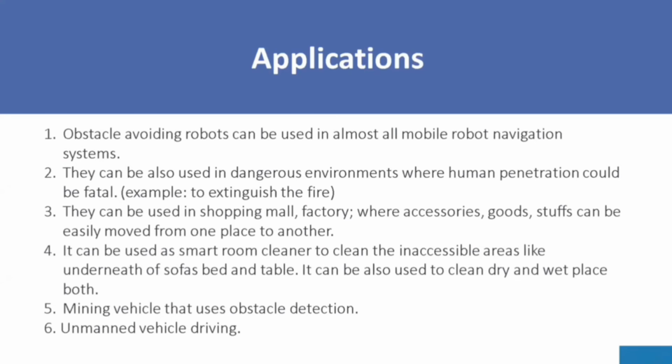Now I'll explain the applications of this project. This project is an important one in terms of an autonomous car. Any autonomous car will definitely require an obstacle avoiding system, and this is a good start for it. Obstacle avoiding robots can be used in almost all mobile robot navigation systems. They can also be used in dangerous environments where human penetration could be fatal, for example, to extinguish fire. Right.